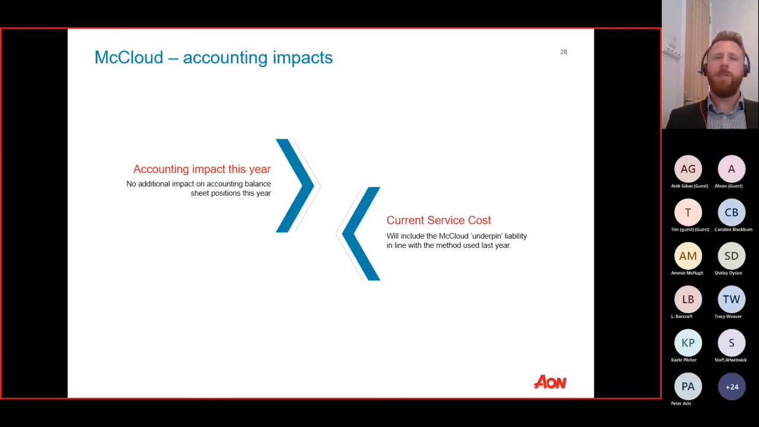There is also an allowance baked into the current service cost, meaning that any accrual of McCloud liability over the last year is also picked up as part of our roll forward. So we're not expecting to revisit McCloud anytime before the next valuation for accounting purposes. So we don't anticipate needing to make any additional allowance in the 2022 accounting figures either, other than what's already baked into that roll forward.